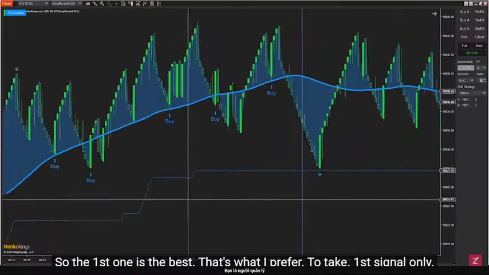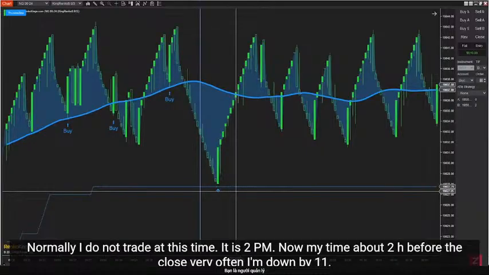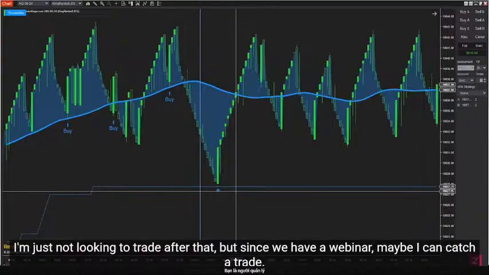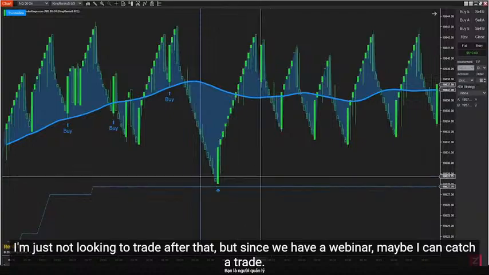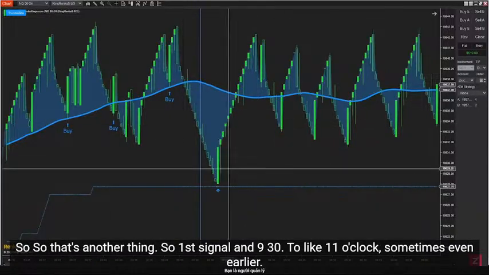First signal only. Another thing, I prefer to trade the first hour to hour and a half of the session. Normally, I do not trade at this time. It is 2 p.m. now, my time, about 2 hours before the close. Very often, I'm done by 11. I'm just not looking to trade after that. But since we have a webinar, maybe I can catch a trade. So that's another thing: first signal and 9:30 to like 11 o'clock, sometimes even earlier.